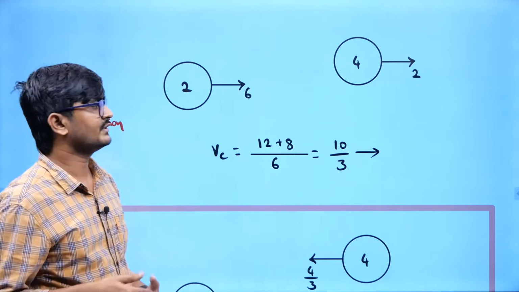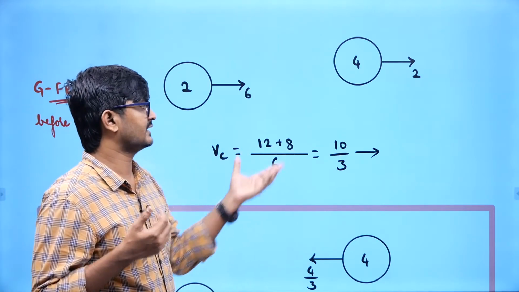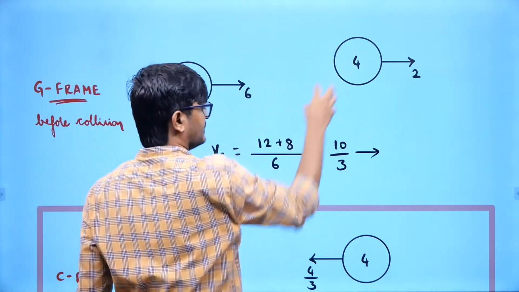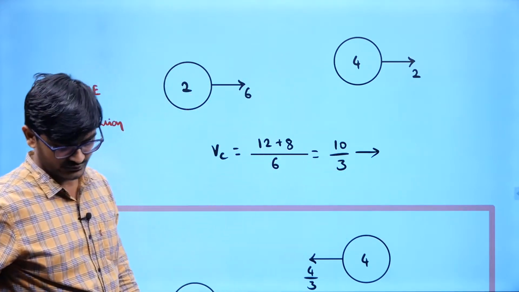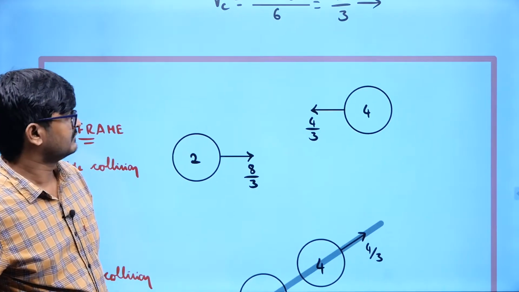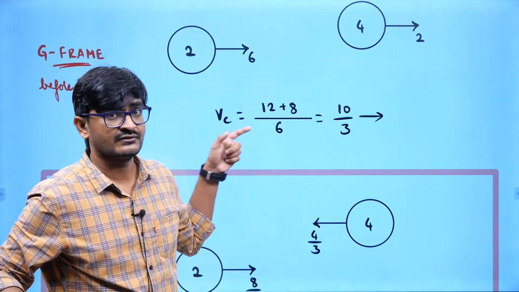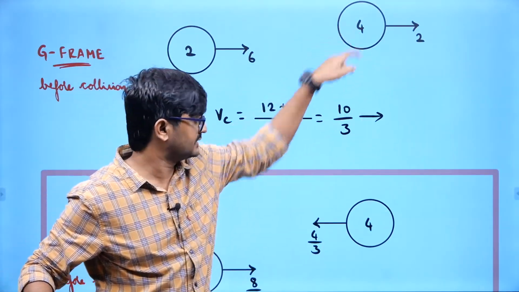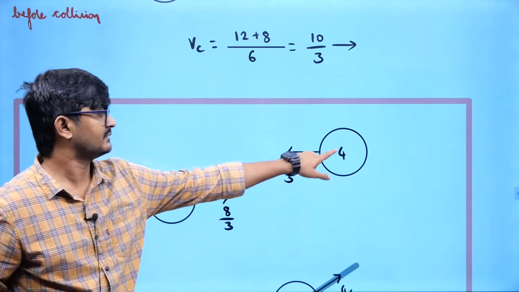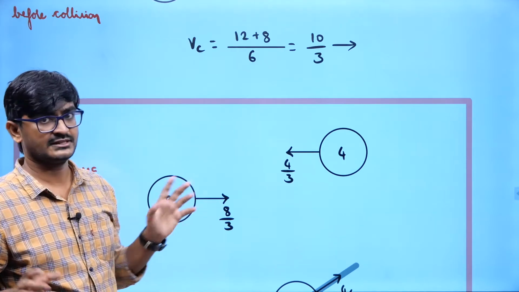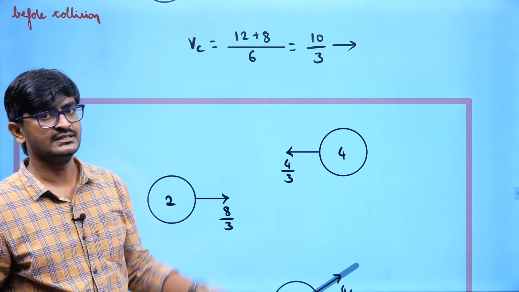For that, I am going to shift my frame into the center of mass. The velocity of the center of mass is this momentum plus this momentum divided by the total mass. When I observe the same thing from the center of mass frame, it looks this way. Observing from a frame moving with 10 by 3, I will feel this is moving with 4 by 3 and this is moving with 8 by 3. You can see this momentum is 16 by 3 and this momentum is 16 by 3. The momentum of the system in the center of mass frame has to be 0.